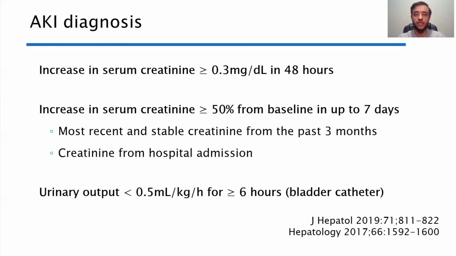How can we diagnose AKI? We can use the serum creatinine, not the absolute value, but an increase in creatinine of at least 0.3 in up to 48 hours, or an increase of 50% from baseline occurring in up to 7 days, in which the baseline is the most recent stable value in the past 3 months. Or if we don't have a baseline, we can use the one from hospital admission as baseline. And finally, we can define AKI by urinary output below 0.5 milliliters per kilogram per hour for more than 6 hours. In this case, the patient has to be using a bladder catheter so that the measure may be reliable.